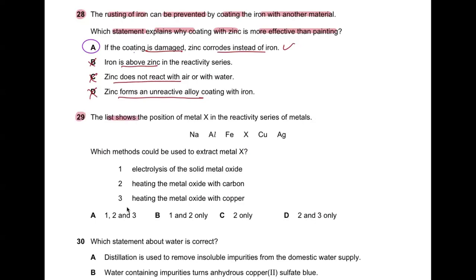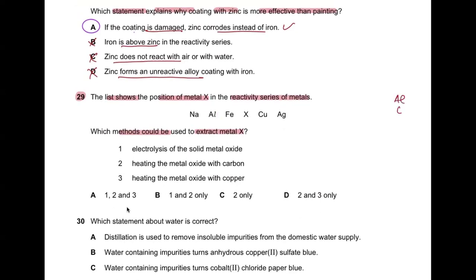Now, MCQ number 29. The list shows the position of metal X in the reactivity series of metals. Which method could be used to extract metal X? It's below aluminium, and it's just above copper. So carbon is below aluminium, right? If you recall, aluminium, then we have carbon. And over here, Fe, then X, and then copper.